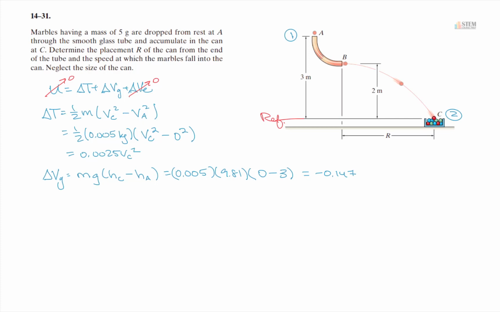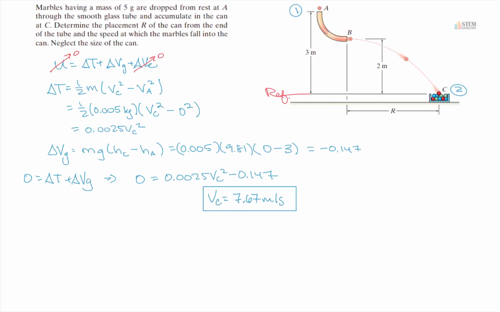All right, so now we've got that. We're going to set it into this equation here. So 0 is going to equal delta T plus delta Vg. So that means we're going to have 0 equals the 0.0025 Vc squared minus 0.147. Then we can move this over to this side, divide by the 0.0025, and take the square root. And then that gives us a Vc value of 7.67 meters per second. So this is the velocity that these little marbles have when they hit this container at C. That was one of our answers, so let's go ahead and circle that one.